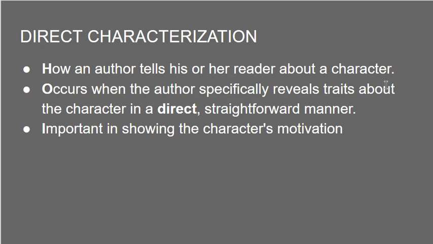Let's go back to characterization. What is direct characterization? It's how the author tells the reader about the character. They're directly, specifically revealing traits in a very direct, straightforward way. And it's very important to show why the character is motivated to do the things that they're doing. Direct characterization is the shortest way for us to understand what that character is about and what they are undergoing. Please pause the video and write down the definition of direct characterization.